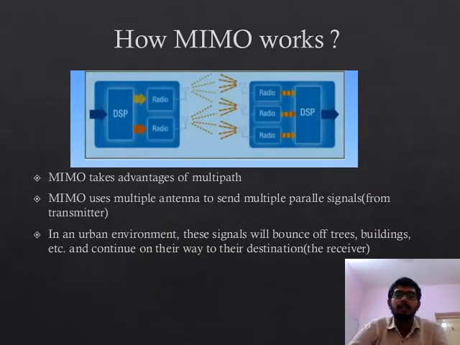The next slide is about how MIMO works. MIMO takes advantage of multiple paths. In this diagram, we see that the transmitter and receiver exchange multiple signals with each other. The transmitter transmits multiple signals and the receiver receives multiple signals. MIMO uses multiple antennas to send multiple parallel signals from a transmitter. In an urban environment, these signals bounce off trees, buildings, etc., and continue on their way to reach the receiver.